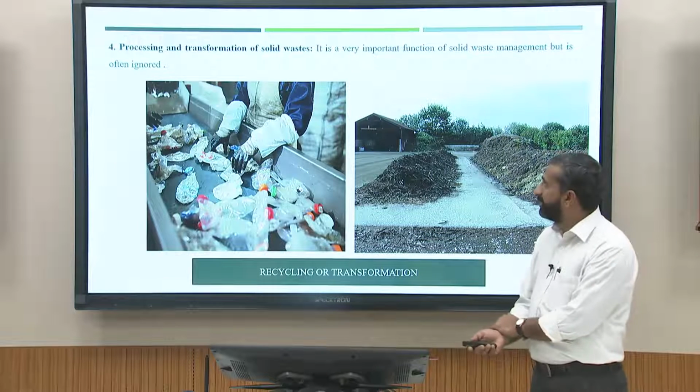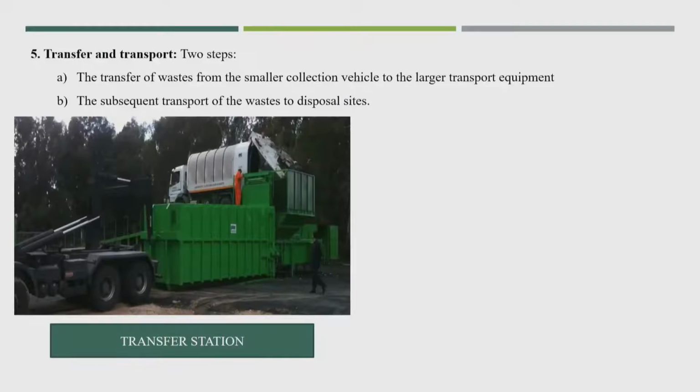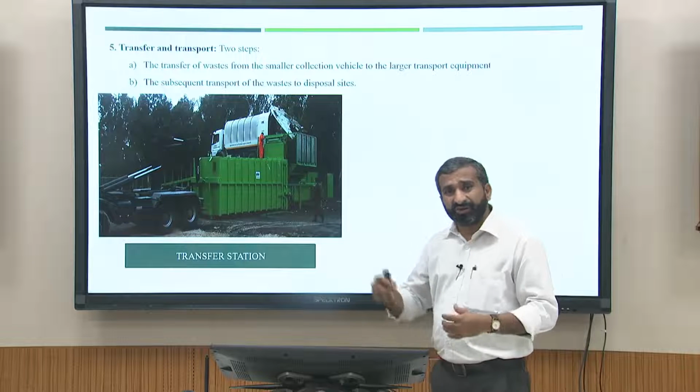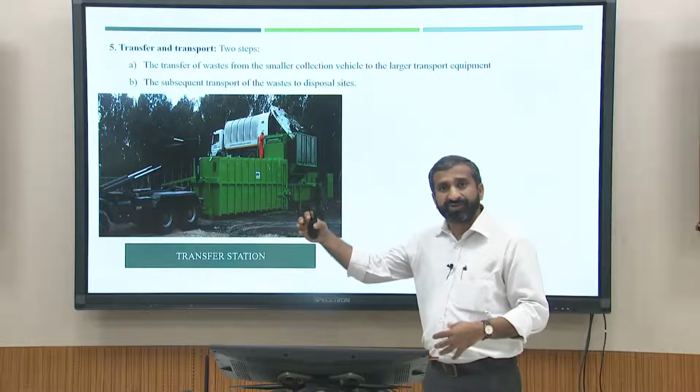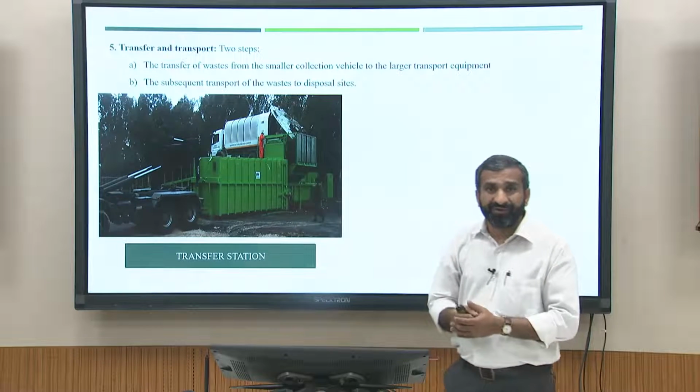So, the next functional element is transfer and transport, which I already talked about while discussing the flow chart, because now the cities are growing and the size of the city is also increasing. So, the location of the disposal site is also far away now. For cities like Mumbai, Delhi, Kolkata, Chennai, Hyderabad, Jaipur and Bangalore, the disposal area has to be located 40 kilometers away.